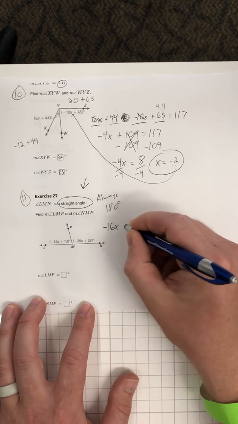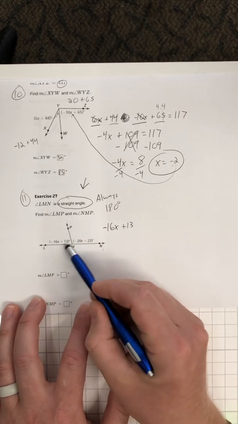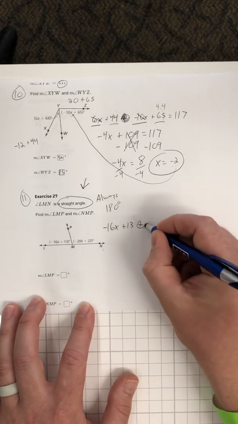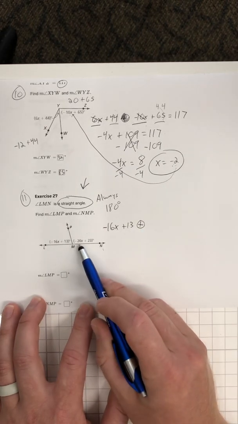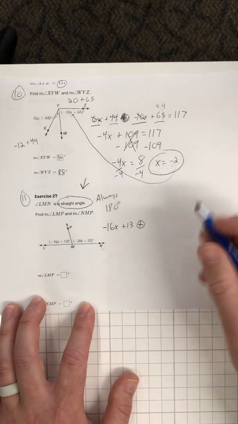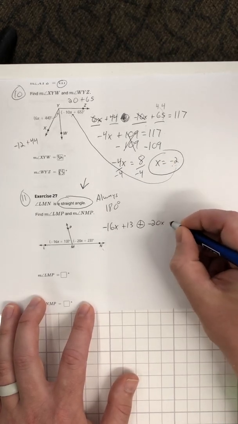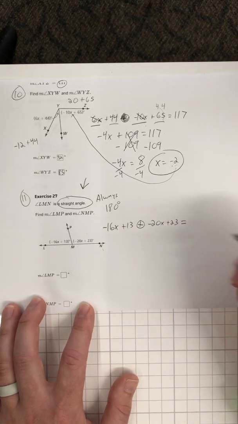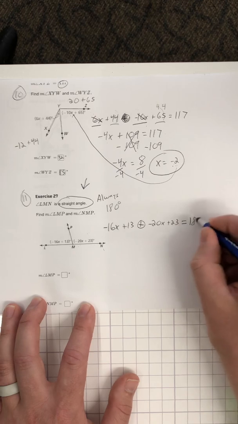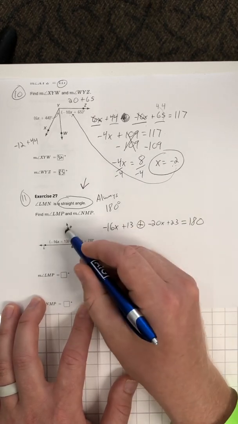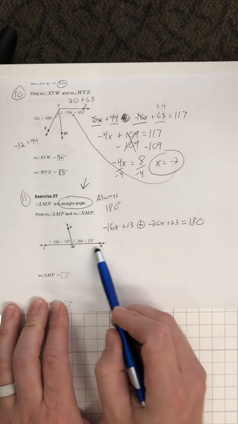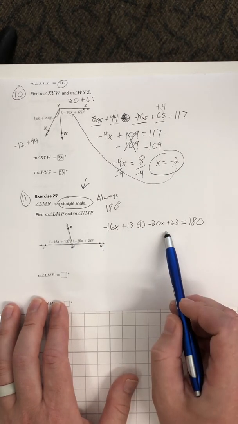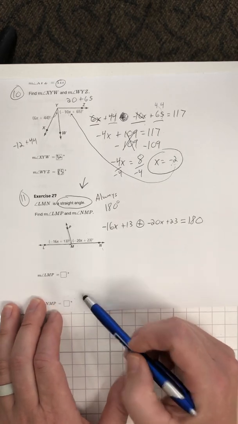Negative 16x plus 13, that's this angle right here, plus, we're adding them together, a negative 20x, which is just like number 10 right here, plus a negative 20x plus 23. We have two angles equals, now how much does it equal? 180 degrees. These two smaller angles, when added up, create this straight angle of 180 degrees. Now we just want to solve for x, plug it in, then we find the measure of our two smaller angles.